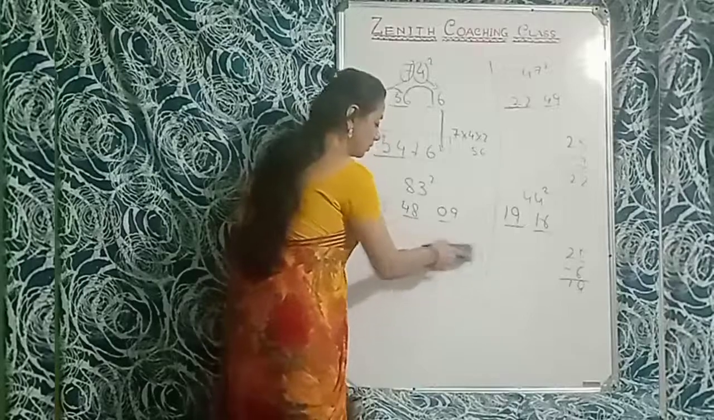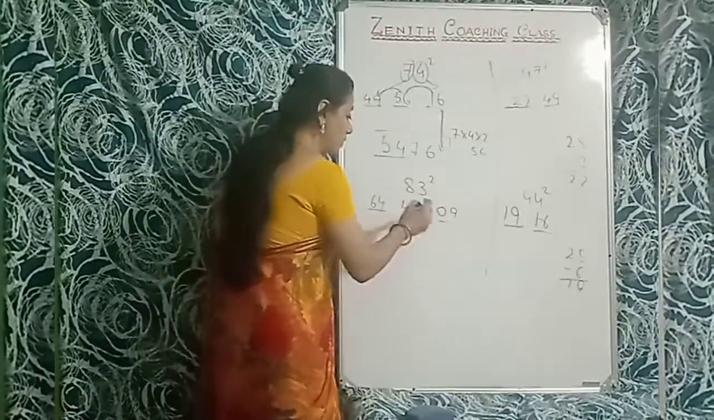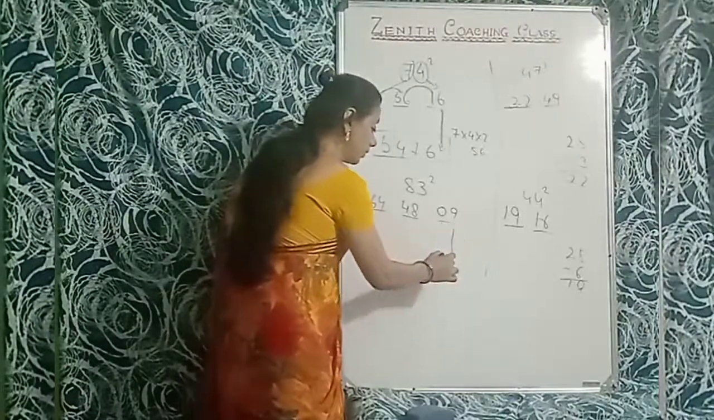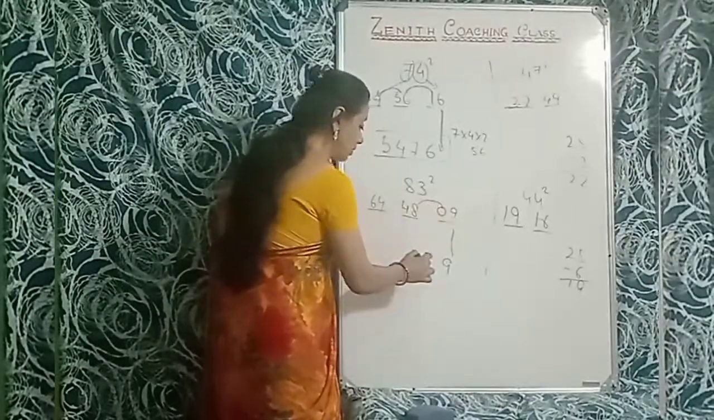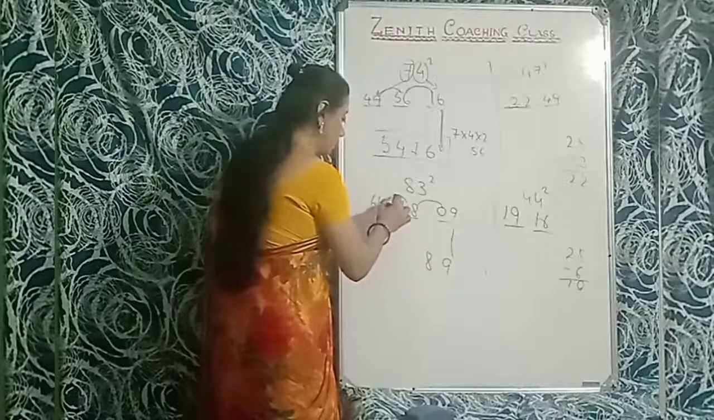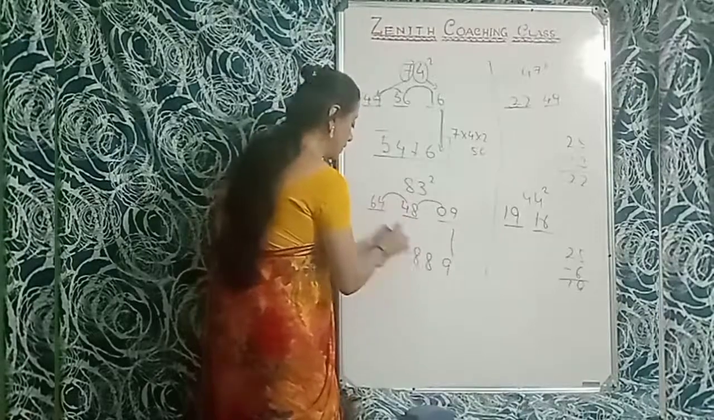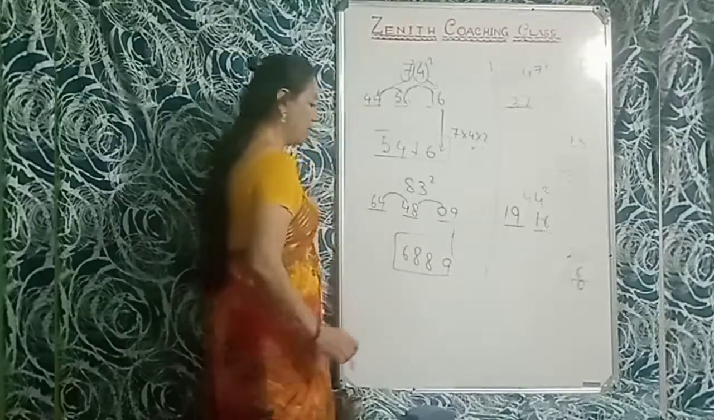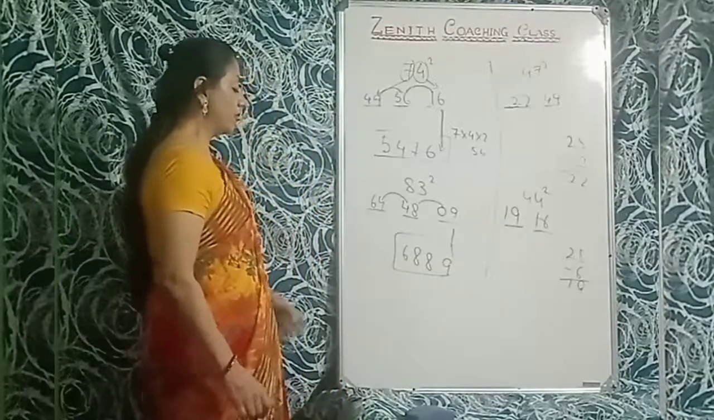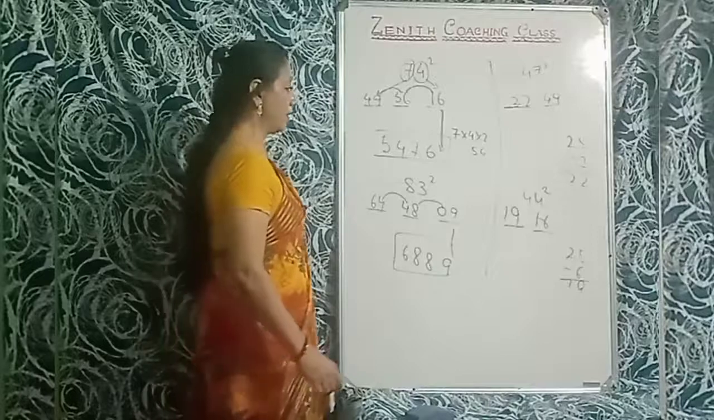Easy steps, no? I'll teach you again. So what you have to do? You will write 9. Okay. Now 0 plus 8, that is 8. 4 plus 4, that is 8. So here is 6. You will write 6. So 83 square, that is the square of 83, is 6889.